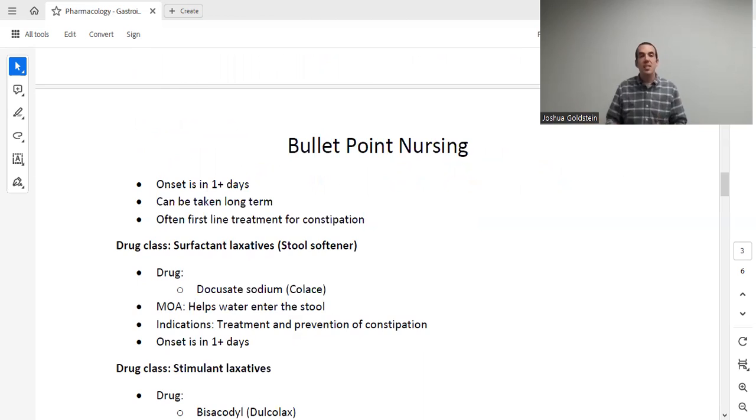So if someone already has constipation and they're using fiber to get rid of that constipation, it's not going to be a quick process. It's going to take a few days for that to work. This medication, like we already said, is first line, and it is safe for long term.